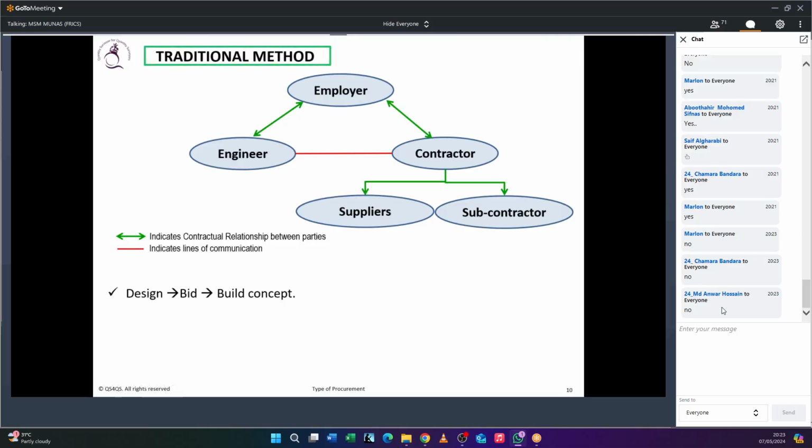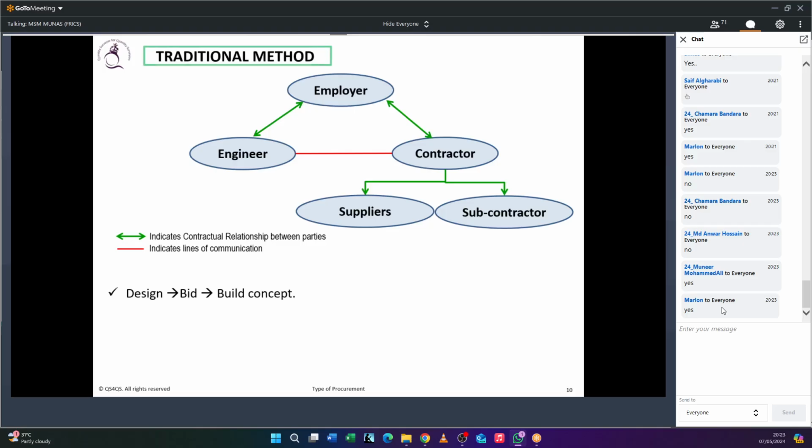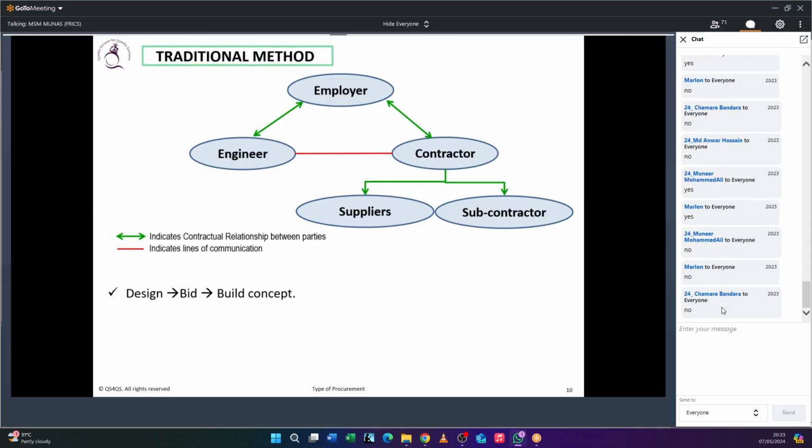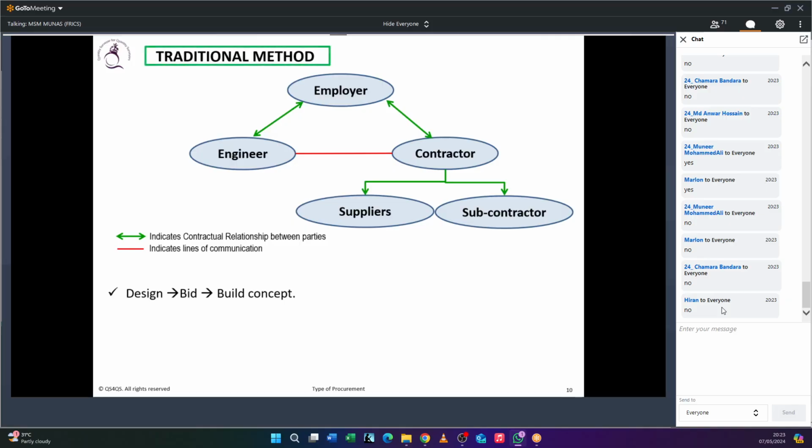So DBB. Is that clear? It has a meaning. So design and build and design bid build, is it the same? Not the same. Careful, okay? Listening is very important. Now, how many of you here are ICS APC candidates?